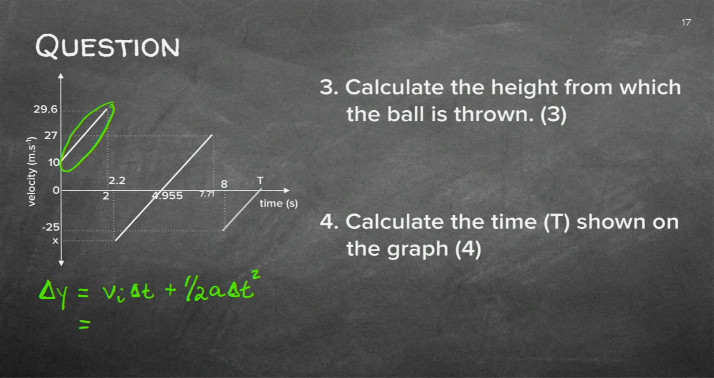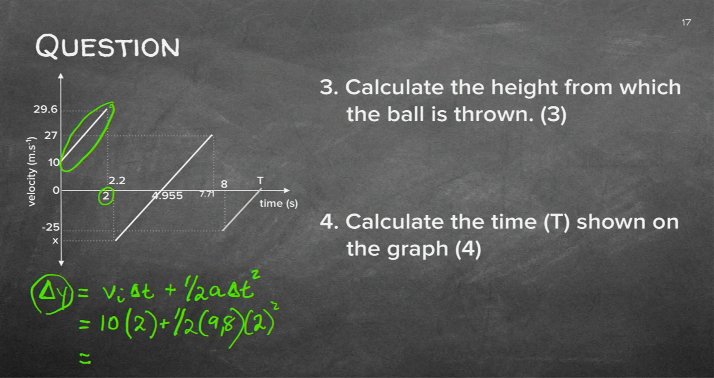What do I have? I want to calculate the height. I've got the initial velocity. I know it took 2 seconds. You can see there, plus a half, 9.8, and again 2 seconds squared. I then calculated that accurately to get a value of 39.6 meters. You could have done it with another equation.